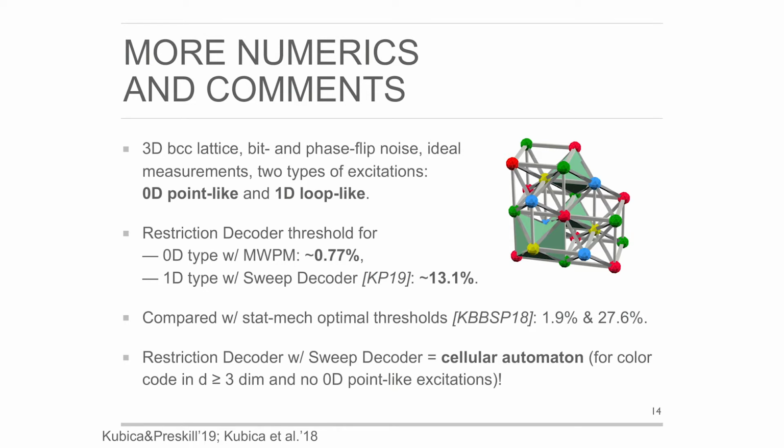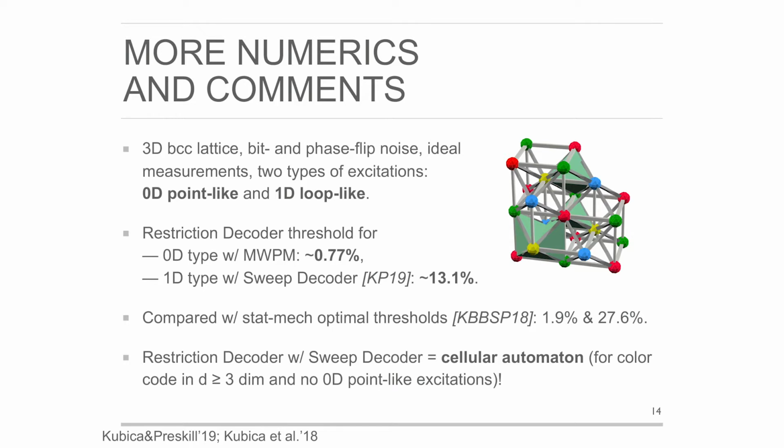So what do those numbers mean? They should be contrasted with the optimal thresholds, which can be obtained using some statistical mechanical reasoning, as Chris was telling us yesterday. And for the color code in 3 dimensions, the corresponding numbers would be 1.9% and 27.6%. So we see that in 3 dimensions, the decoder performs okay, but there is still room for improvement. And lastly, I would like to make a comment that when we consider the restriction decoder, which uses as the toric-code subroutine the sweep decoder, this procedure can be viewed as a cellular automaton. And the caveat is that this would work for color code in 3 or more dimensions, and when we have no point-like excitations.